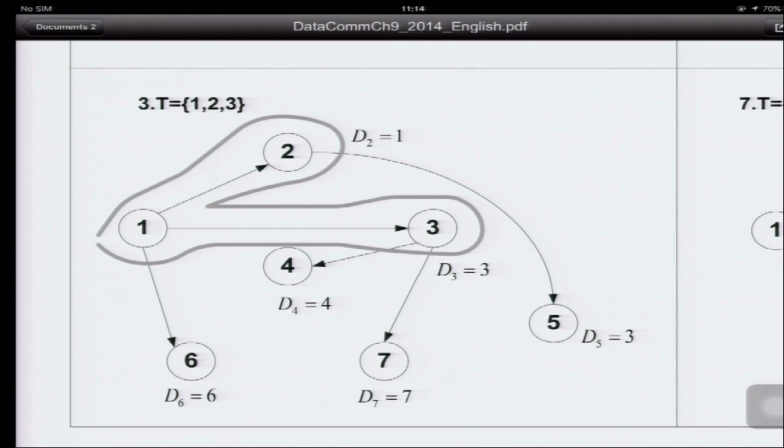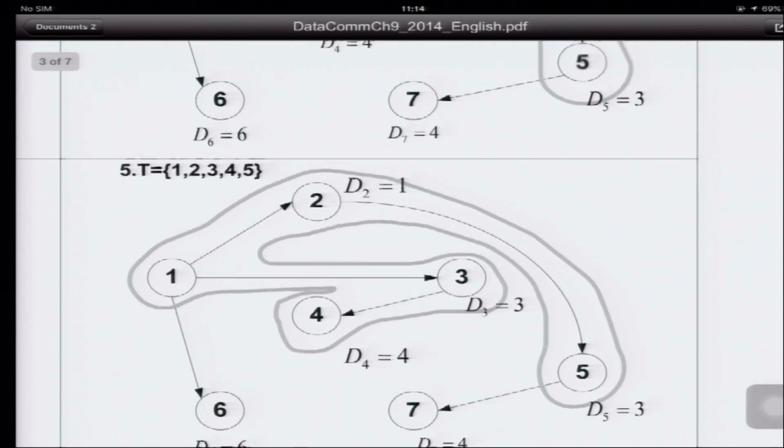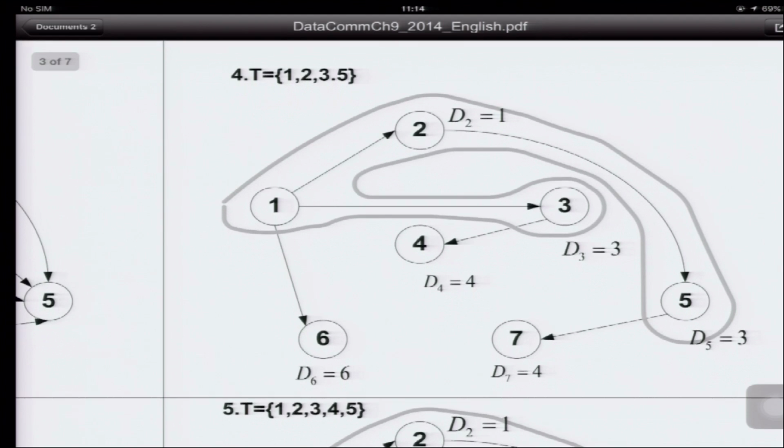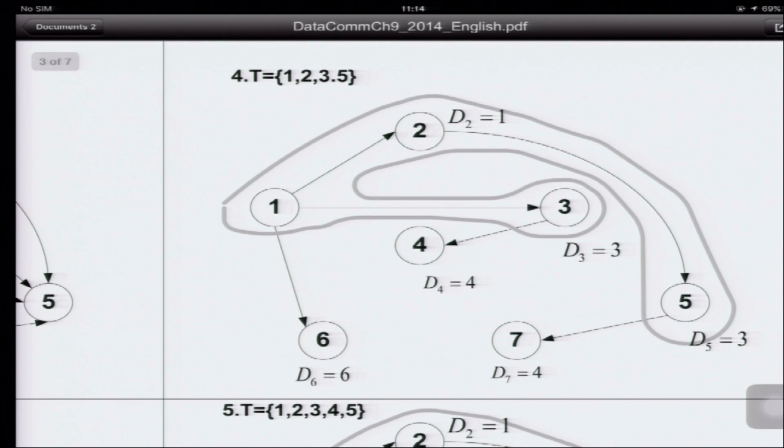Now what is the shortest, the lowest cost? Now it's D5, right? As D5 is the lowest cost, you include now node number 5 in the set T. When you have node number 5, now you can find the three nodes that are left, 4, 6, and 7, that are all connected to 1, 2, 3, 5, that are already in set T.